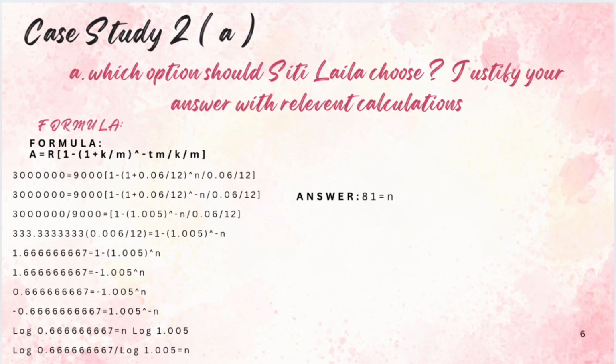And then 0.66667 equals negative 1.005 power negative n. And then negative 0.66667 equals 1.005 power negative n. And negative 0.6667 equals negative n log 1.005, and negative 0.6667 equals n log 1.005, and then we put log 0.667 per log 1.005 equals n, and the answer will be n equals 81.